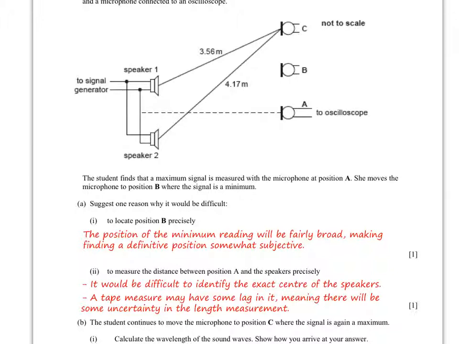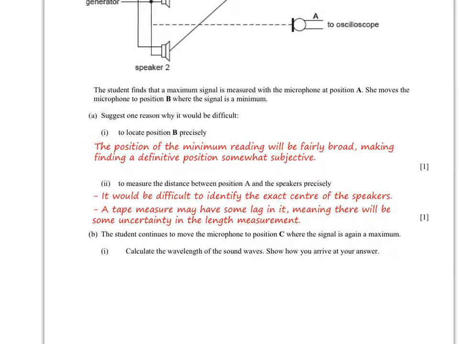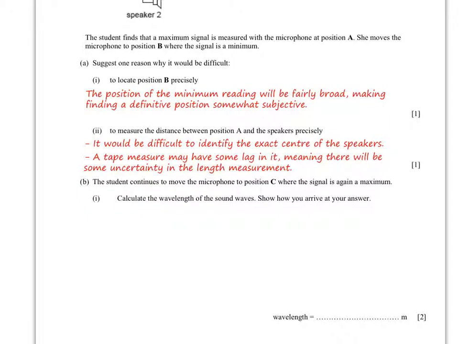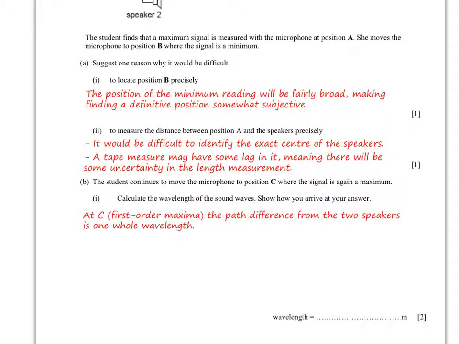For the last part of this question, we're asked to work out what the wavelength of the sound wave is. So we've got these two measurements here. We know this is the zero order maximum, this is the first order maximum, and just like when we did lasers and light, we know that the path difference between the two sources is equal to a wavelength. So that's the logic that we're going to use here. Path difference is equal to one wavelength, and then we just need to find the difference between those two distances. So 4.17 metres take 3.56 metres gives 0.61 metres for the wavelength of the sound.